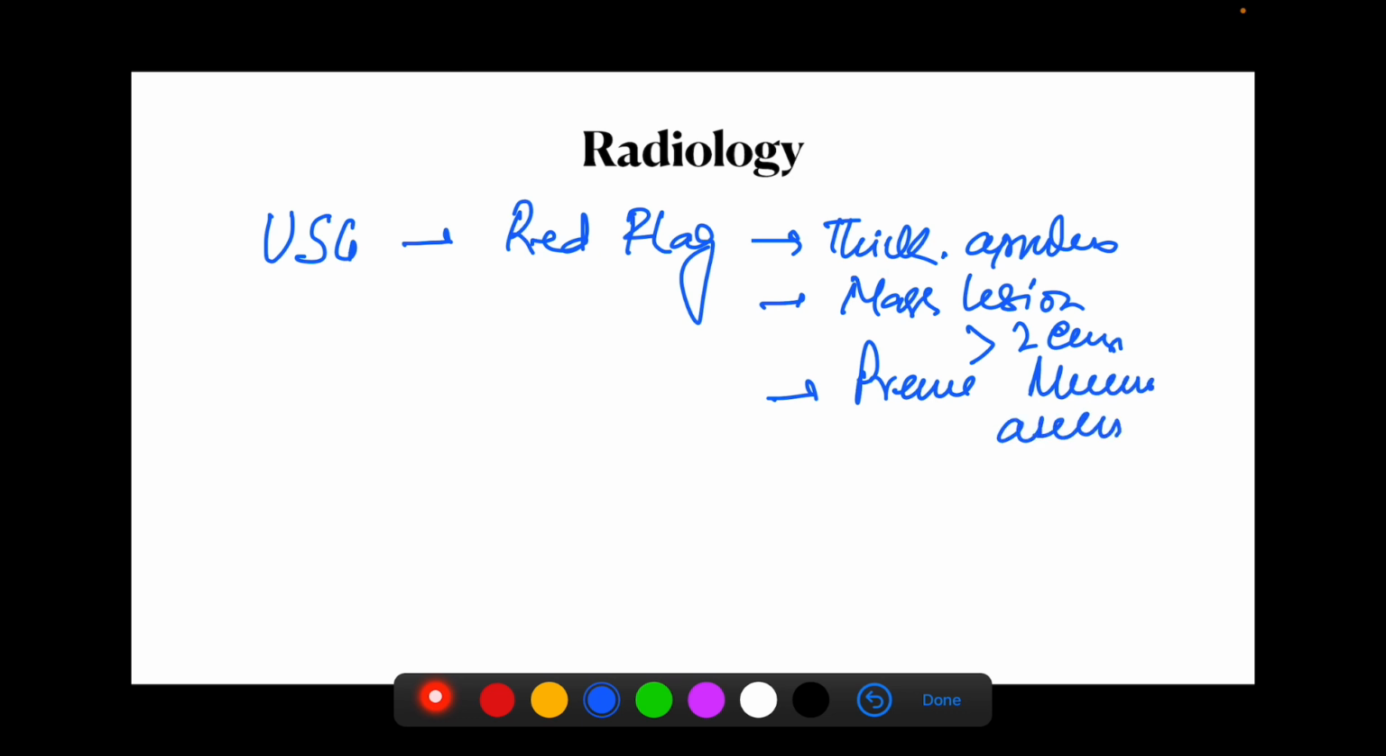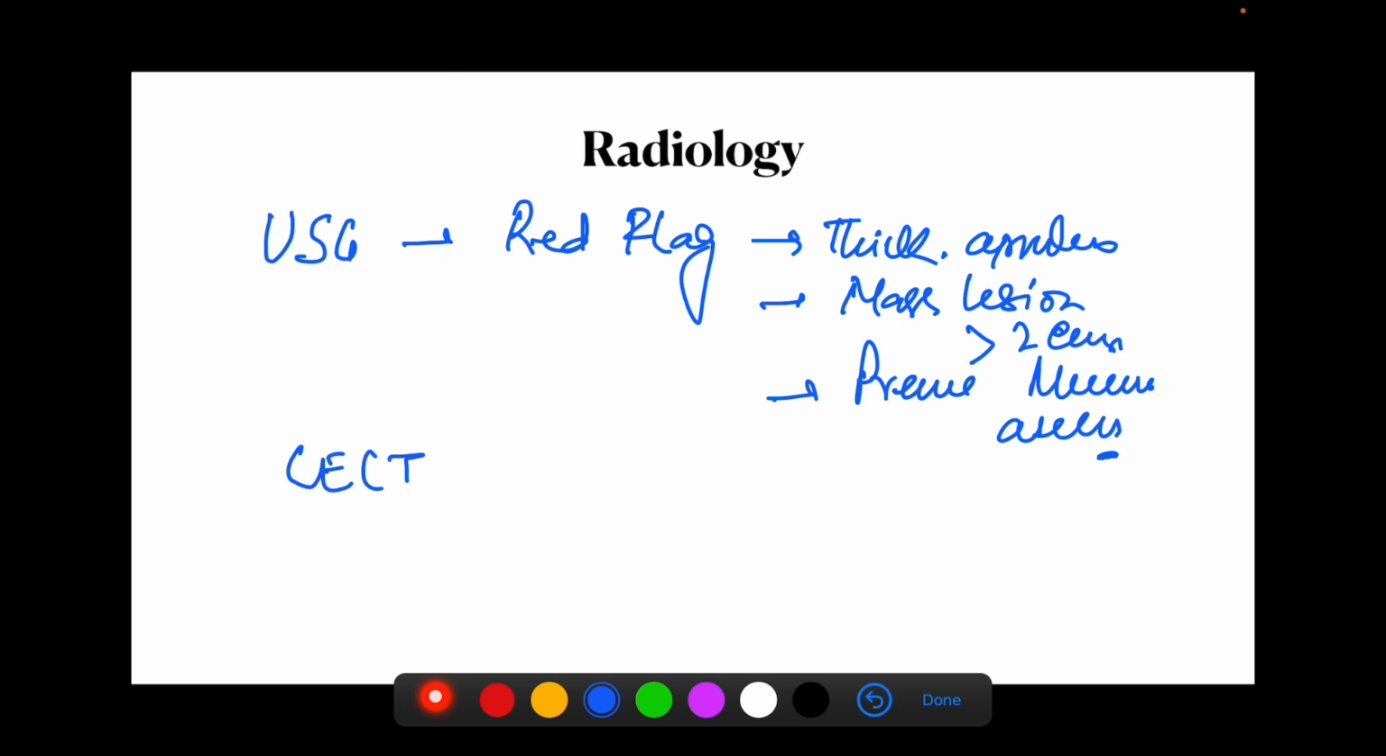This is very important. Presence of echogenic material or mucinous ascites in the pelvis is an important red flag sign which will tell us that this might be a case of mucinous neoplasm with perforation, right?